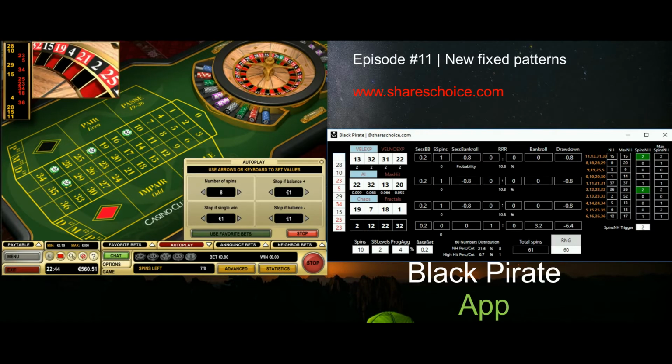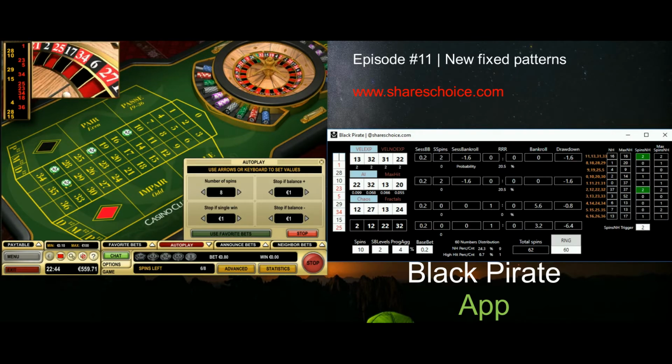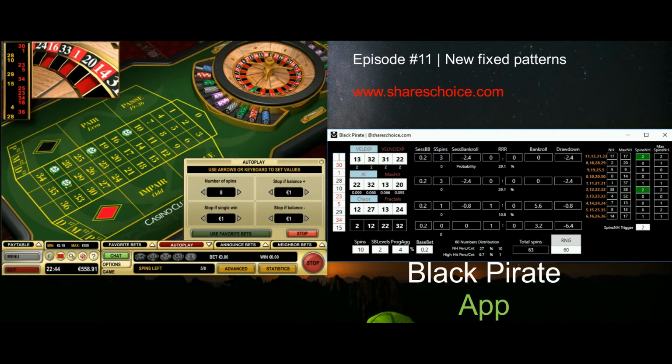Maybe you remember from previous videos, I had in my fixed patterns 7, 17, 27, 8, 18, 28, and 9, 19, 29, like 3 numbers. And as I now mostly focus on playing 4 numbers, I changed these patterns a little bit. You can see the first one is now completely different, starting from 11, 13, 31, and 33. This is one of my strongest patterns, which I mostly also play.